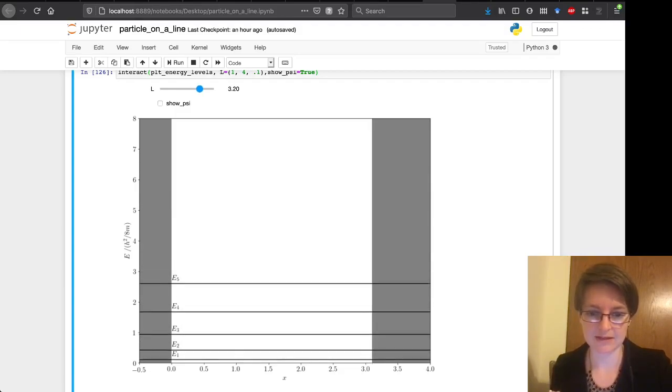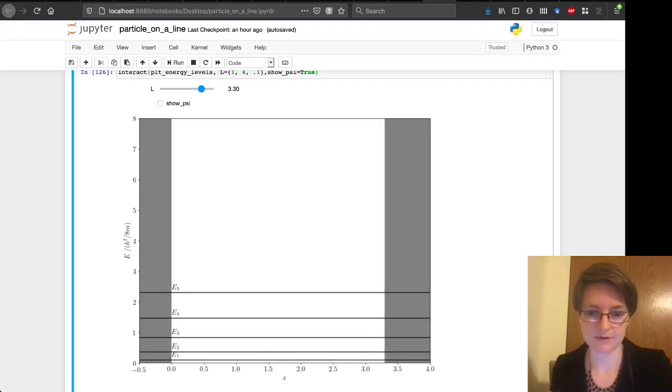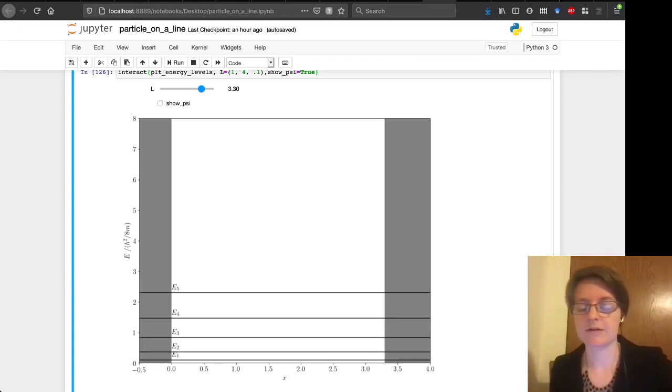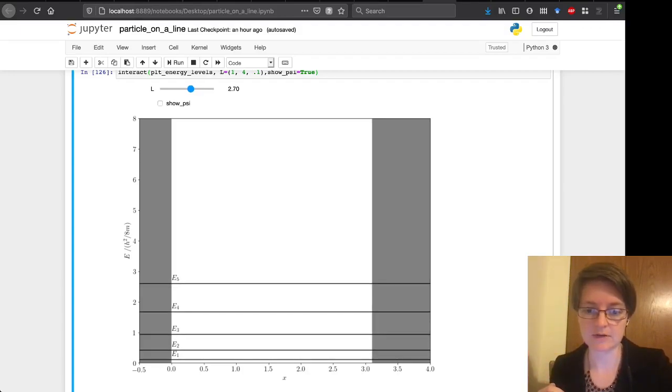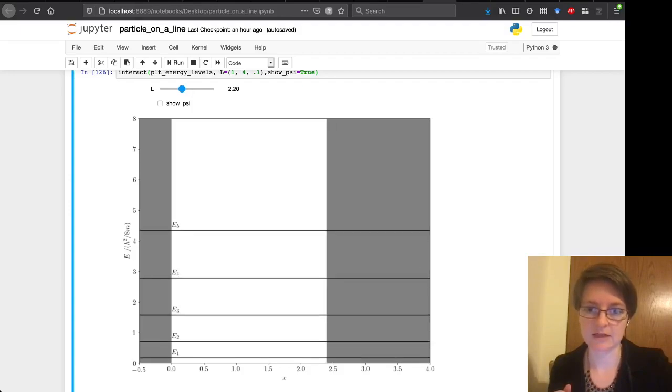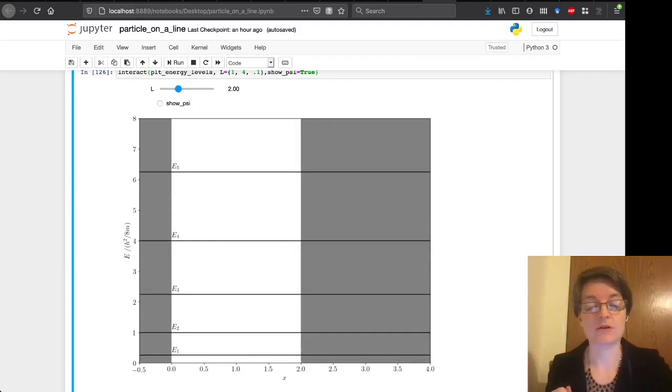So here I'm depicting our box getting bigger and bigger as I move this slider, and you'll notice that means that our energy levels all go down in energy, and one of the implications of that is that the spacings between energy levels also get smaller and smaller. Conversely, if I make the box smaller, so I decrease L, my energy levels all go up in energy, and one of the implications of that is that the spacing between energy levels also is going to get bigger.